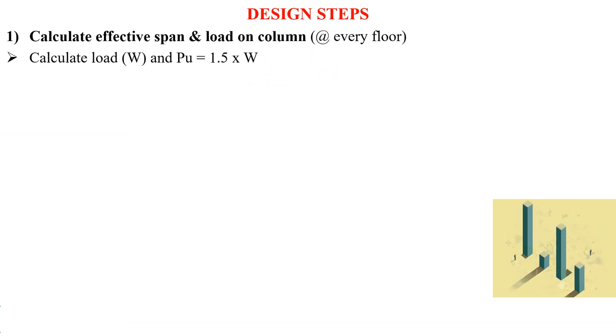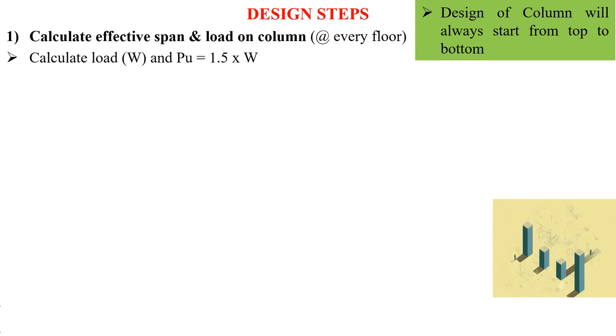Before going for the design of the column, I want to share some basic concepts, so that your design process becomes very simple. Before any step, you need to remember a very important point: whenever we start designing a column, we need to start from the top and then move to the bottom. The first step is to calculate the effective span and the load on a column. We need to do this for every floor, whatever the total number of floors in my building.